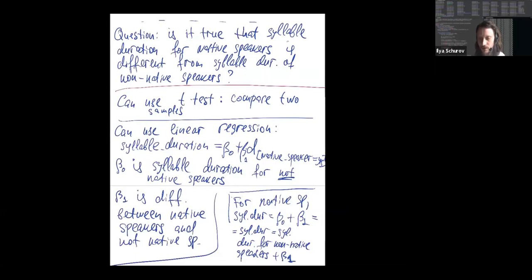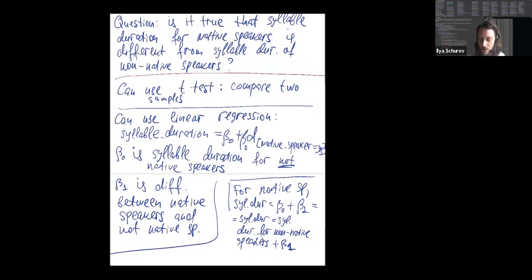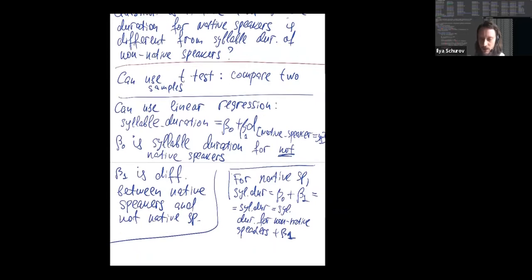Difference of this syllable duration. In fact, we see that this linear regression is more or less equivalent to this t-test. I mean that we solve the same problem. If we are interested in this coefficient, then if we see that this coefficient is non-zero, if it is significant, then it means that there is significant difference between native speakers and not native speakers.